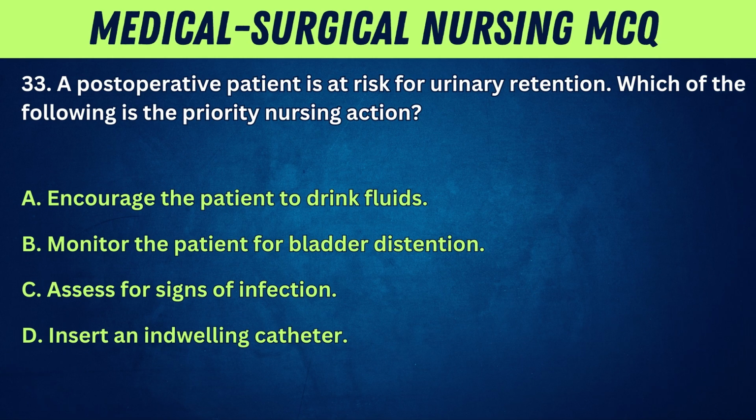33. A postoperative patient is at risk for urinary retention. Which of the following is the priority nursing action? A. Encourage the patient to drink fluids. B. Monitor the patient for bladder distension. C. Assess for signs of infection. D. Insert an indwelling catheter.